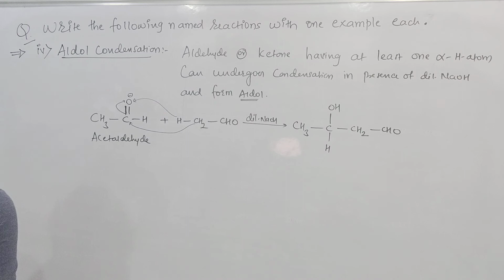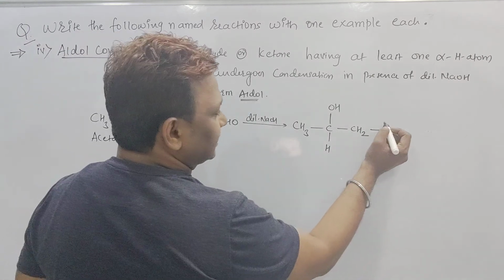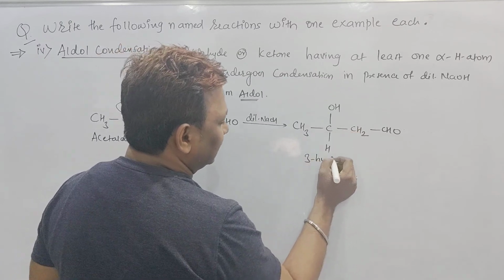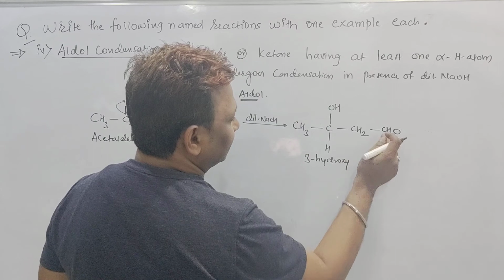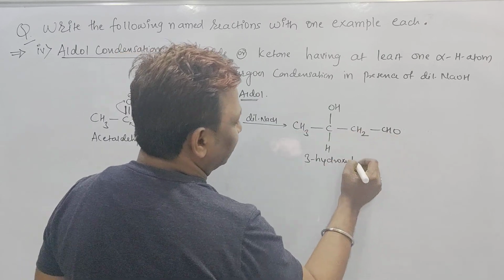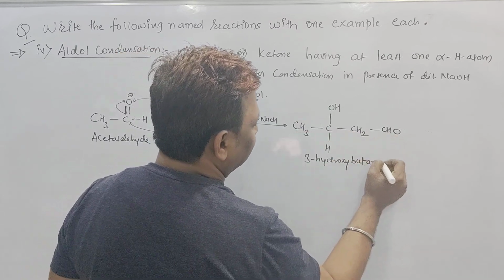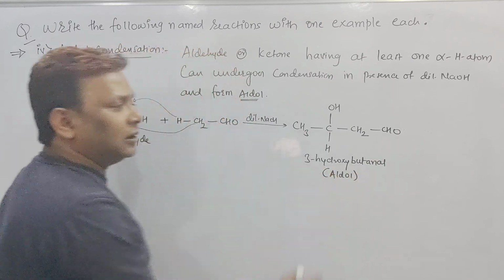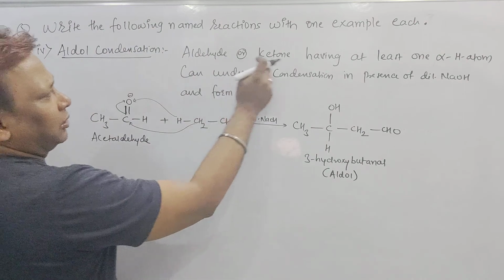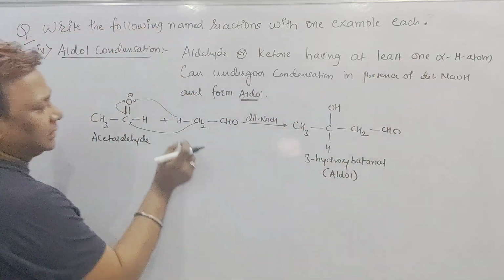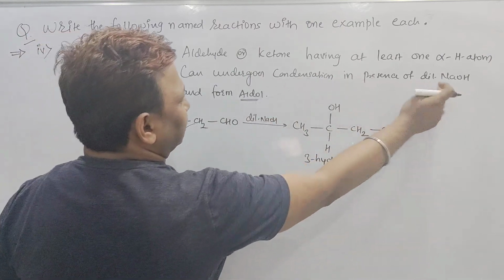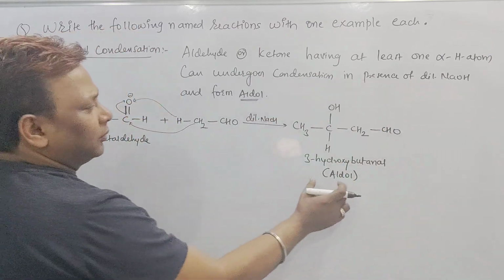Now we can say, sir, this obtained compound is called 3-hydroxy, right beta? 3-hydroxy butanal is called an aldol. See this carbon 1, 2, 3. So I should say this is called 3-hydroxy. 1, 2, 3, 4. We can say butanal, and this obtained compound is called an aldol. So an aldehyde or ketone having at least one alpha hydrogen atom, this is one alpha hydrogen atom, can undergo condensation in presence of dilute NaOH and it forms aldol.